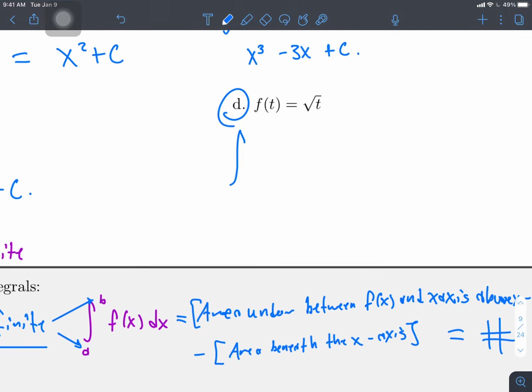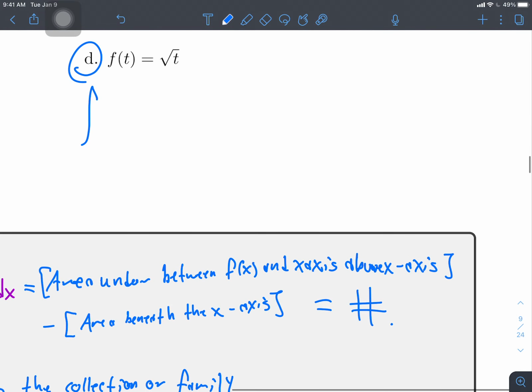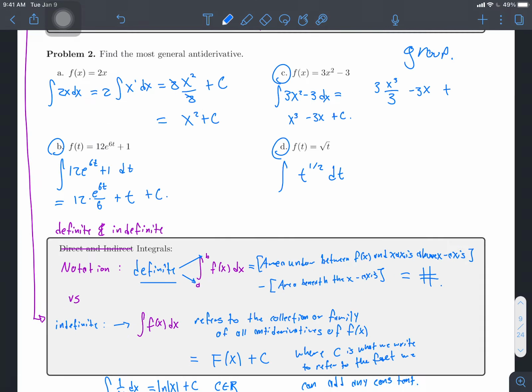How about square root t? This one was just a trick question, wasn't it? How do I think of square root t so I can do it? That's right, t to the 1/2. Same way I think of square root t when I'm doing derivatives. So I'm doing the integral of t to the 1/2 dt. So what should I do in this circumstance? Which rule applies?